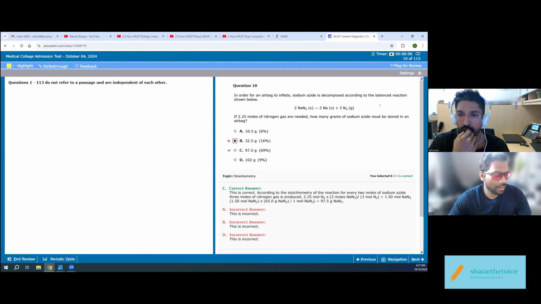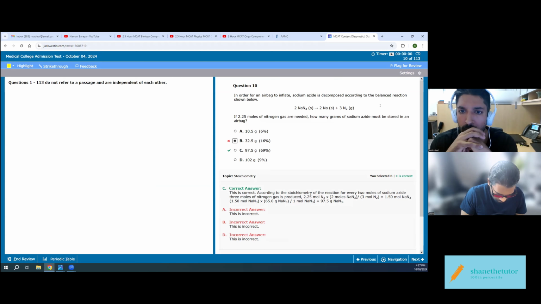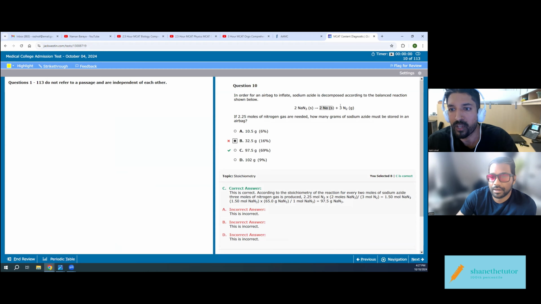All right. So how would you approach this? I'd start with what I'm given, 2.25 moles of nitrogen gas, and recognizing that that's referring to this right here, and I'm recognizing the ratio. Oh, this one here. Yeah. The three. So I'm starting with what I'm given, the 2.25 moles, and the ratio is three.